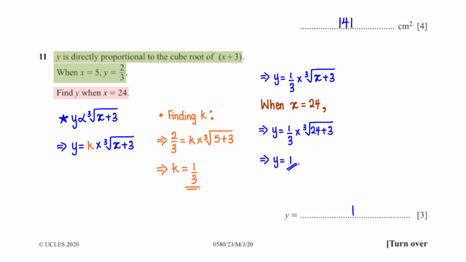Now for the equation, we have y equals 1 over 3 times cube root of x plus 3. When the value of x is 24, y will be 1 over 3 times cube root of 24 plus 3, which is equal to 1.